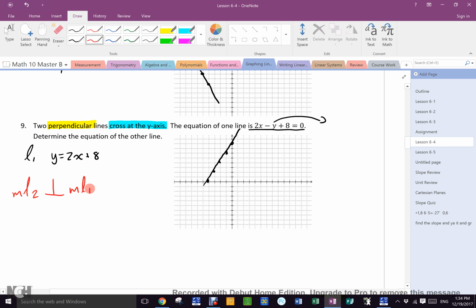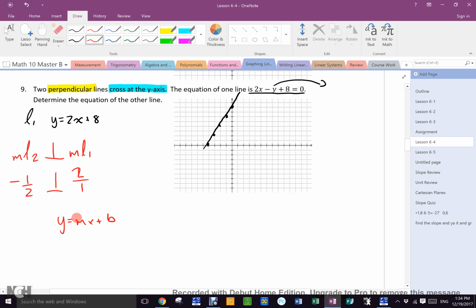Line 2 has to be perpendicular to line 1, which means if line 1 is 2 over 1, what is line 2? Negative 1 over 2. So now I have the slope of line 2. So line 2 we know is going to be y equals mx plus b, right? Do I know the m? What is it? Negative 1 half x plus. Do I know the y-intercept? Yeah. What is it? 8. And that is the answer.